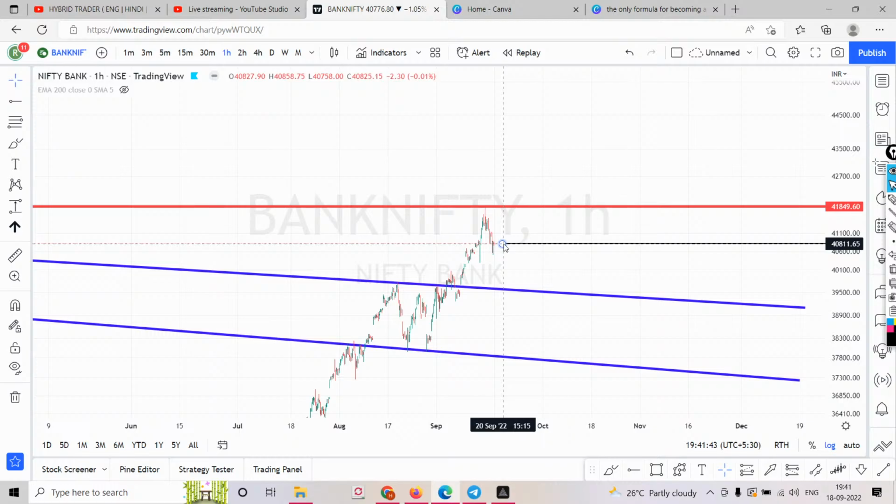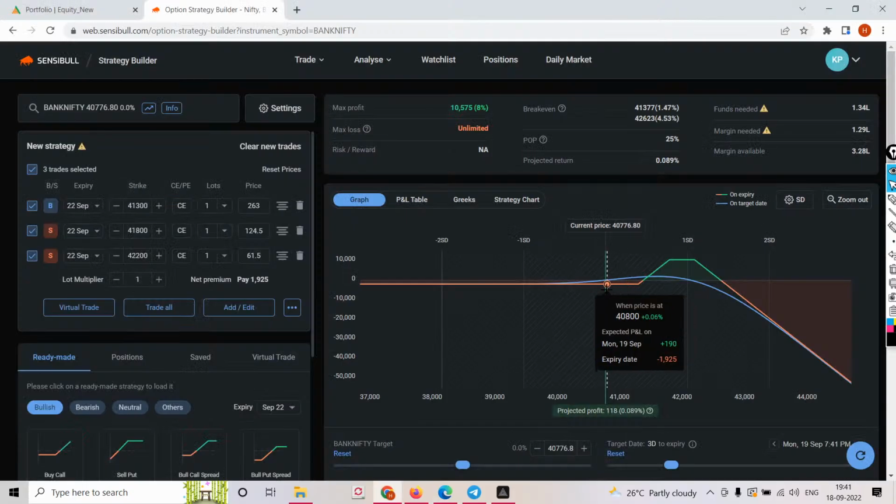Because market is at a make or break. Simple friends, this is the way you have to analyze. Market is at make or break. So why should I deploy the debit spread here? When the market comes down, that's the reason I've deployed the ratio spread. This is the ratio spread.